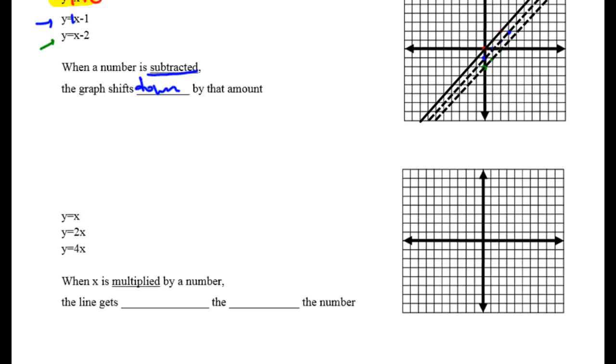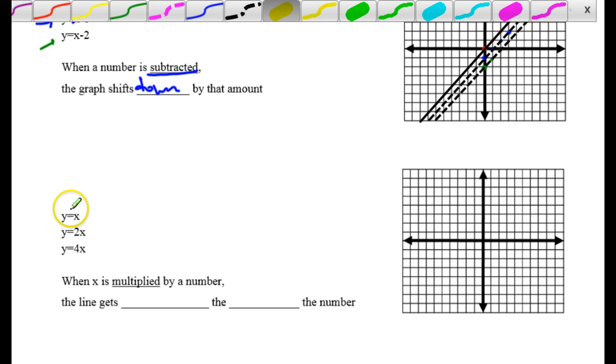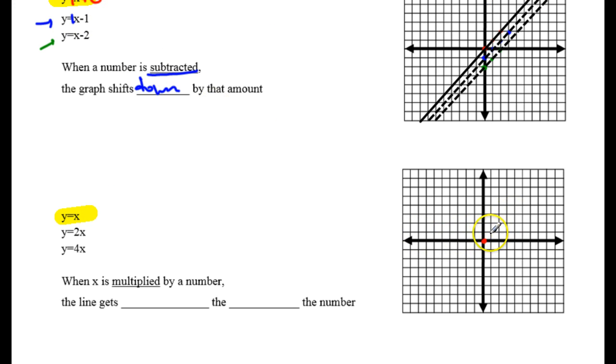Alright, so that is one type of transformation where you're changing the y-intercept. So changing the y-intercept just shifts it up or down. Okay? Now let's look at a different change. Okay? Always starting with the parent graph, though. So by now we know that that's the intercept of 0. Slope is 1.